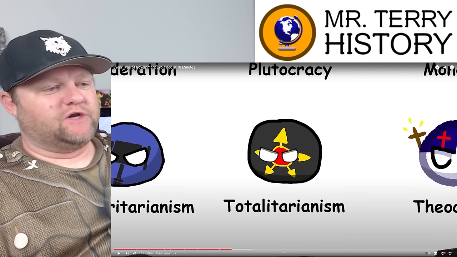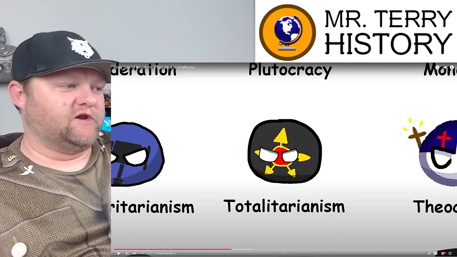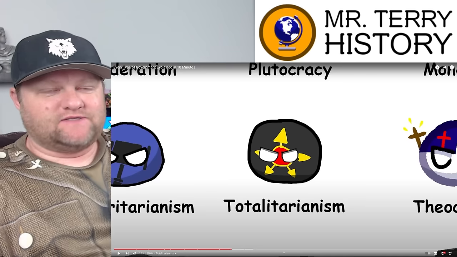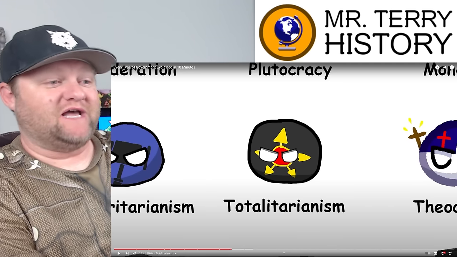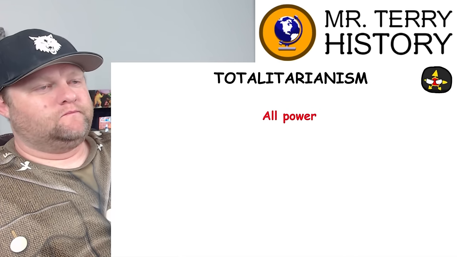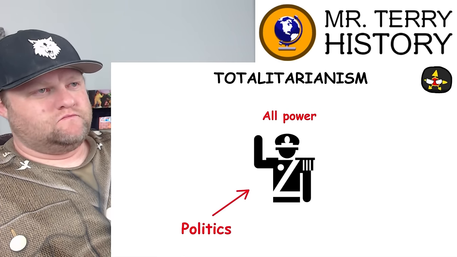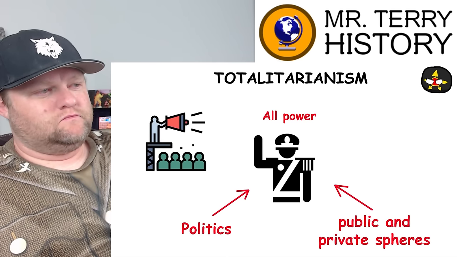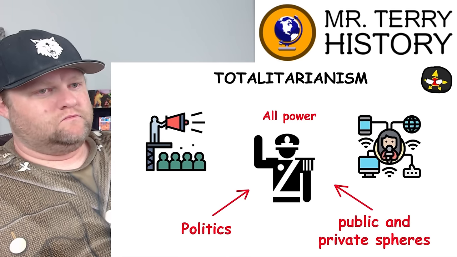Totalitarianism. So yeah, you'll probably see a lot of things with totalitarianism. Authoritarianism, any absolute monarchy, I guess you would say, has that. So go along in the history there. Totalitarianism is the extreme of authoritarianism, where all socio-political power is held by the dictator, who controls the national politics and the population's public and private spheres using massive propaganda campaigns through state-controlled mass media.